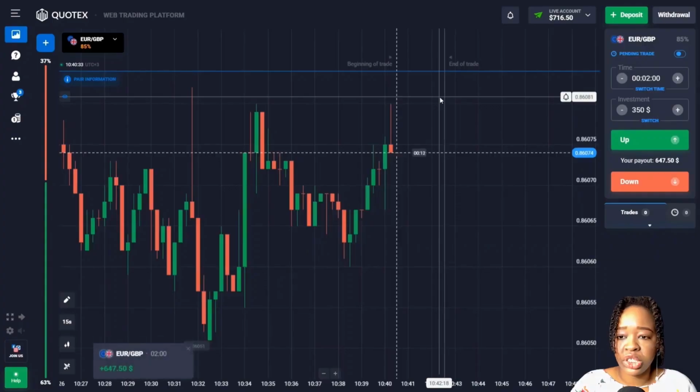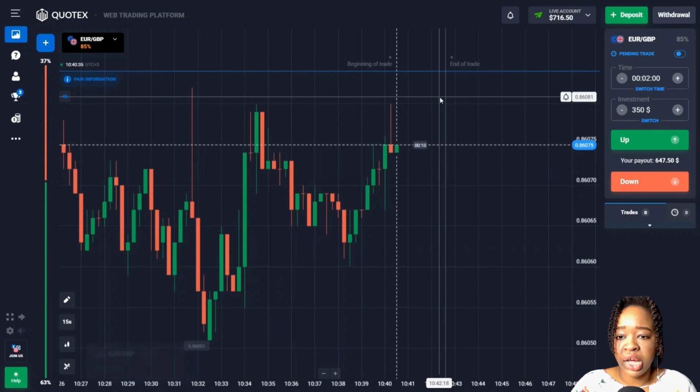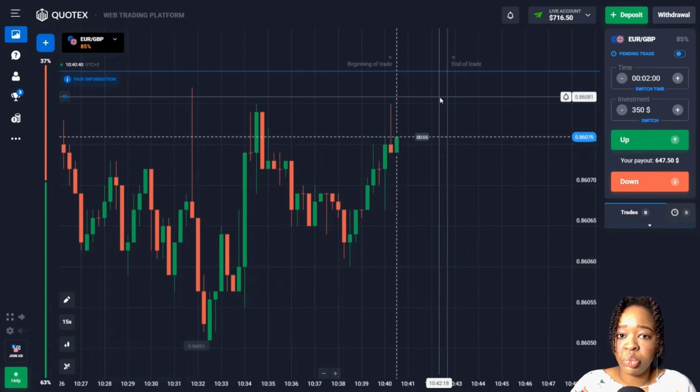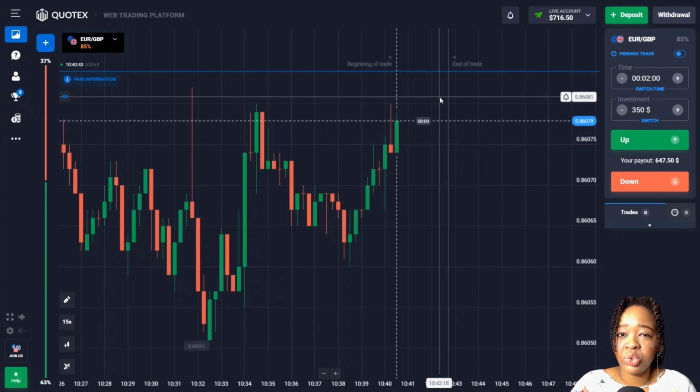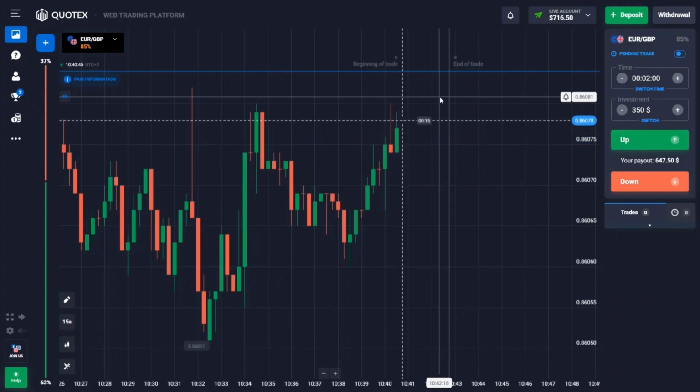This is quite interesting because you can see that the price moves up and this trade brought me a very confident profit. So I was able to make very good money here and this was a good situation. Let me continue.